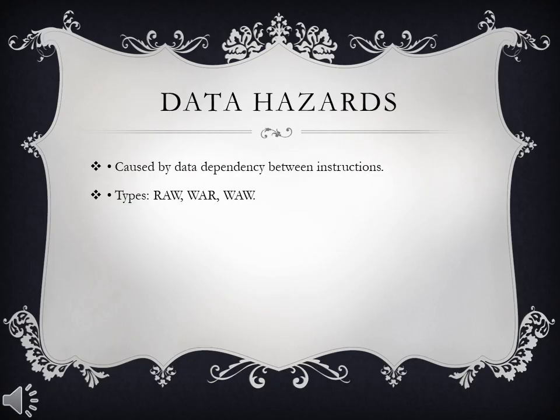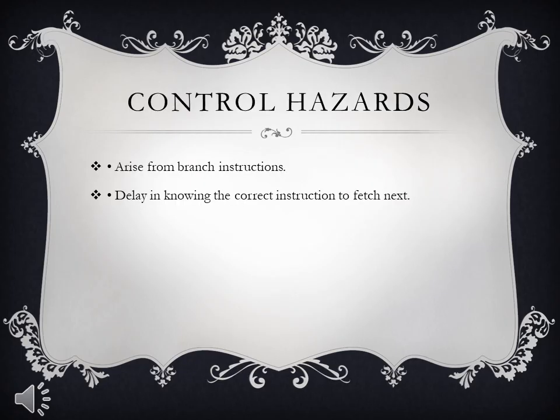Data hazards arise when instructions are data-dependent. For example, if one instruction needs the result of a previous instruction that hasn't completed yet. These are further categorized into RAW, read after write; WAR, write after read; WAW, write after write. Control hazards are caused by branch instructions, like jumps or if-else statements. When the outcome of a branch isn't known immediately, the processor might fetch the wrong instruction, wasting cycles.